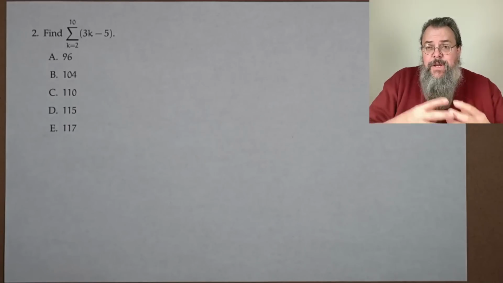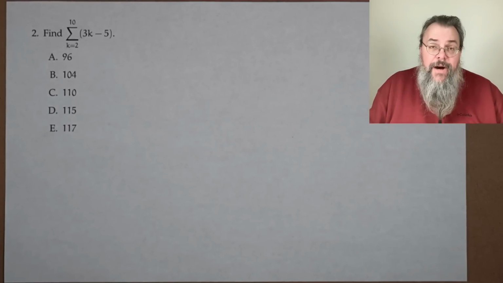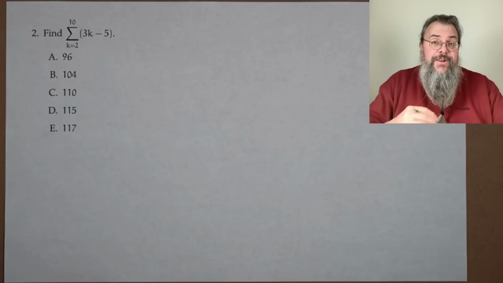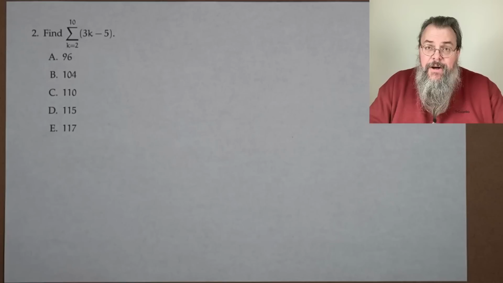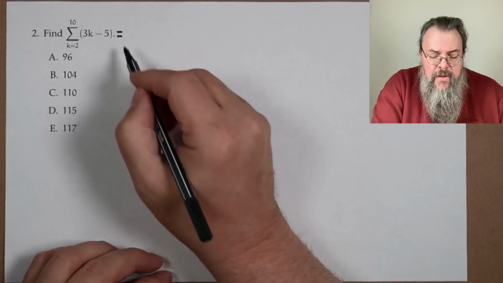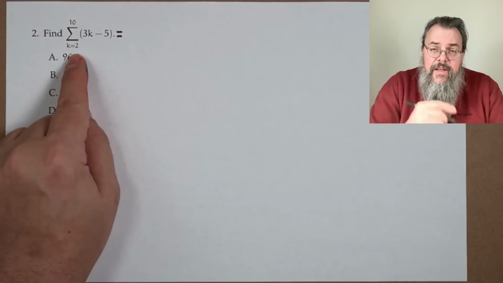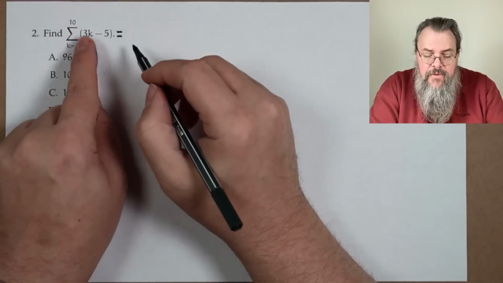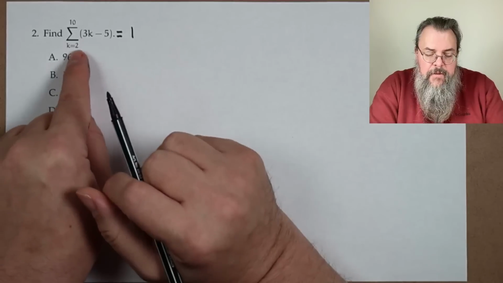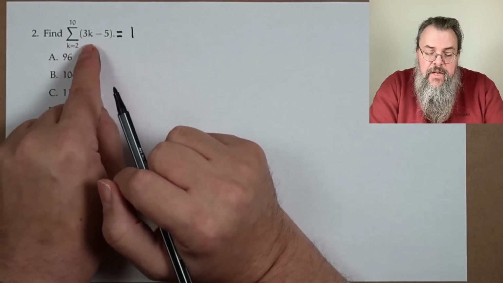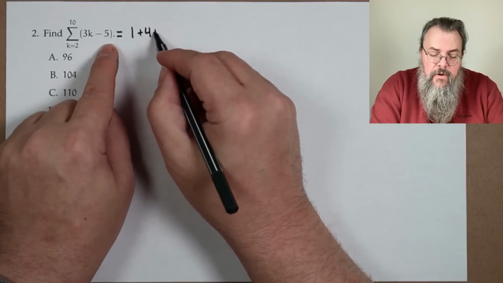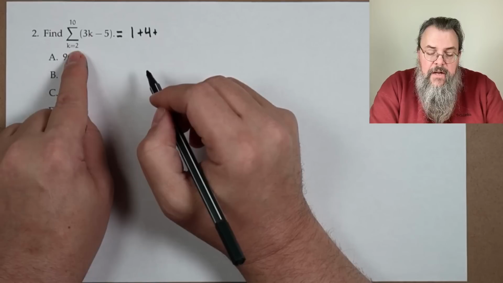Now, there's a couple of ways we can approach it. So let's talk about some options that we have available to us. Now, one way we can do this is to literally write down all the numbers and add them all up. That might take a while, but let's go ahead and write down a few numbers and see where we're at. So start with plugging in k equals 2, because that says start at 2. 3 times 2 is 6, minus 5 is 1. So the first number is 1. Plug in the next number, which would be 3. 3 times 3 is 9, minus 5 is 4. So 1 plus 4.